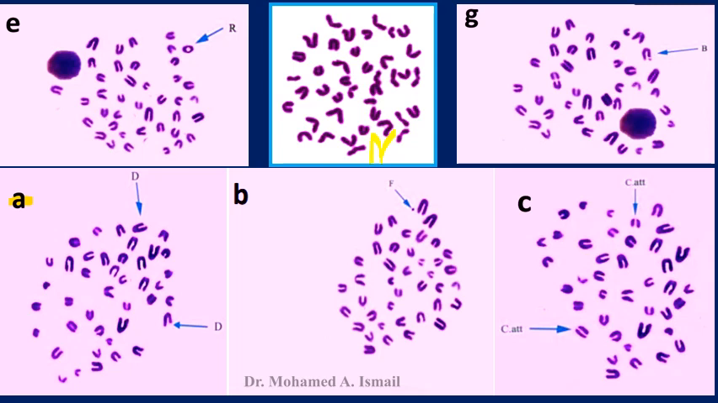Firstly, in photomicrograph A, we noted that there is deletion, where this chromosome has one arm longer than the other, because a segment is deleted from one arm, and the other appears longer. Deletion. Okay, this is the first structural aberration.